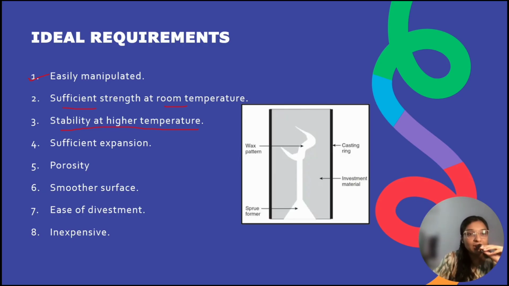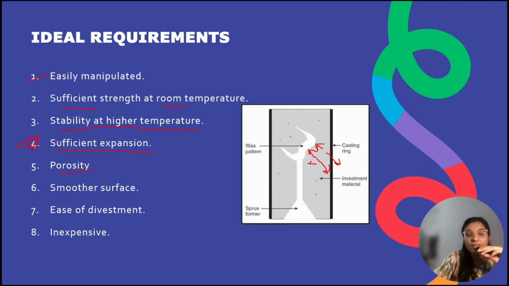It should have sufficient expansion. Now this is the most important property of the investment material. So why do we need expansion? When we put a cast alloy or molten metal in the mold, it has a tendency to shrink. And if we allow it to shrink, then we'll get a smaller casting and it will not fit on our tooth. So to counteract or to balance this effect, we need the investment material to cause sufficient expansion so that this shrinkage is compensated.